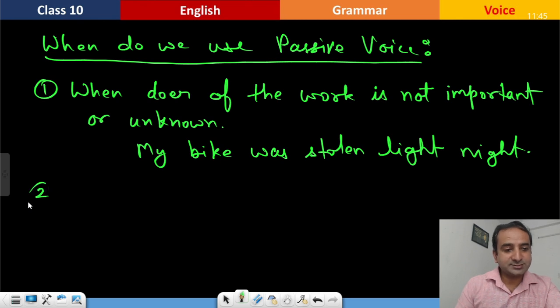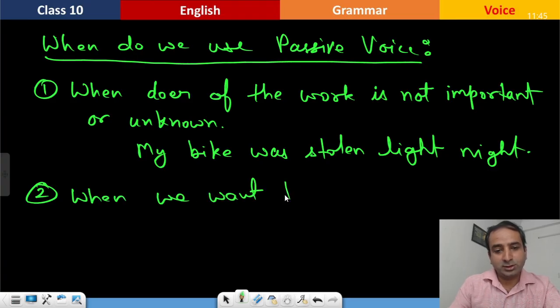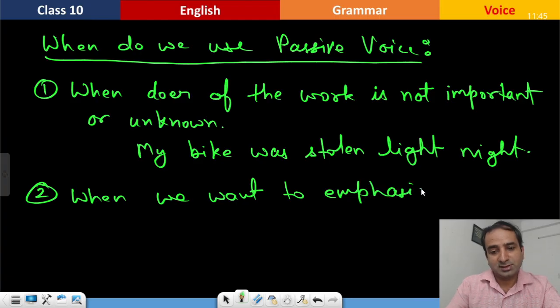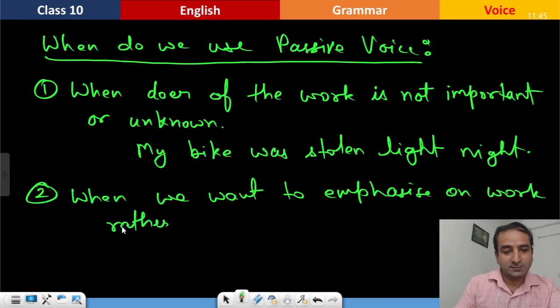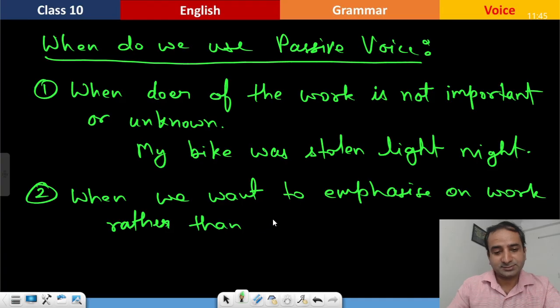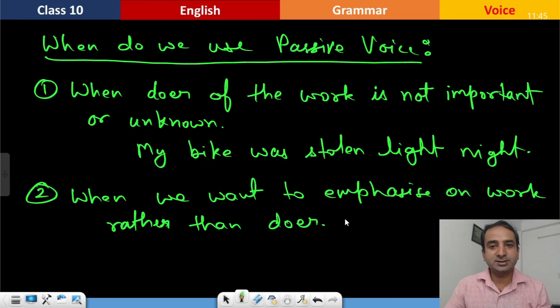Now, the second point is when we want to emphasize on work rather than doer. Okay, when the work is important, not the doer. Who does the work? That is not important. Important is what? If the work has been done or not. Suppose you are assigned something to do, and next day I come and I ask you, is the work done? I can say, have you done the work? But on the other hand, I can also say, is the work done?